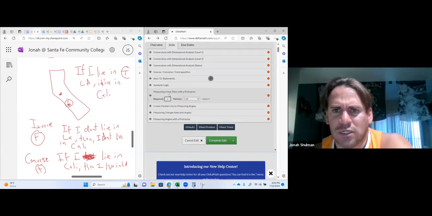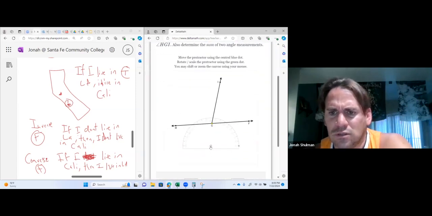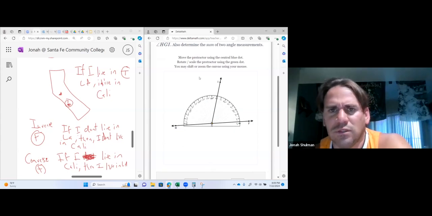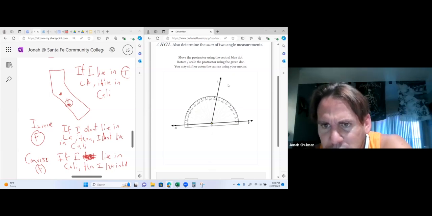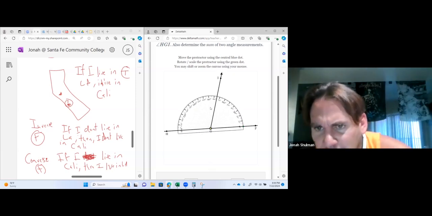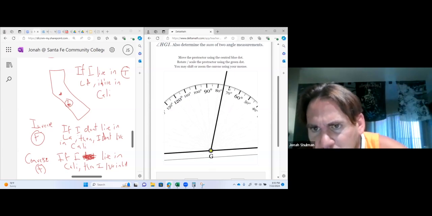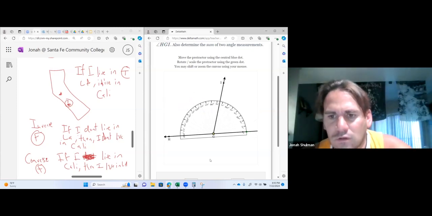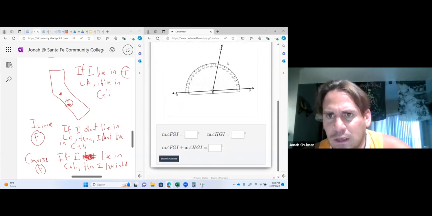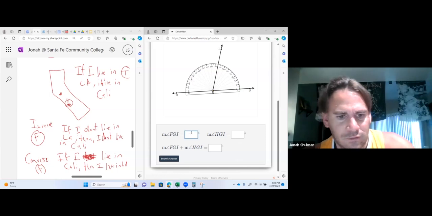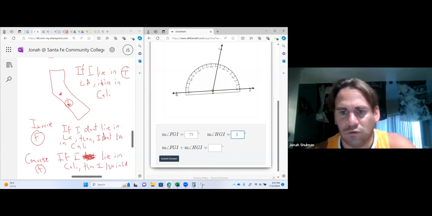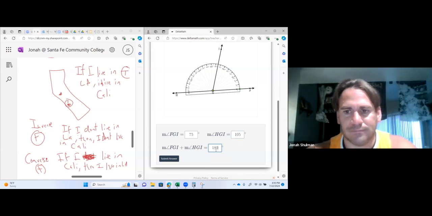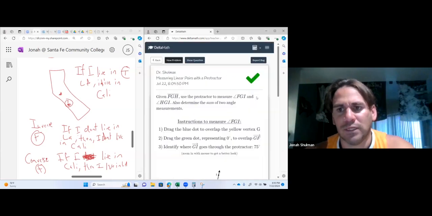Measuring pairs with the protractor. Did we do this? I don't know if we did this. Oh yeah, we definitely did this. Okay, so we'll do one of these. What's that, 75? Yeah, 75. Cool. So we know that FGI is 75, which makes the other one 105. I just put in some extra stuff because it was the end. Together they make 180. Just some stuff that I thought would be helpful that we didn't get to.